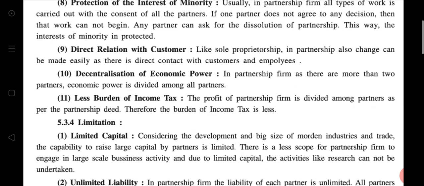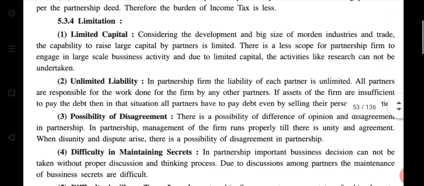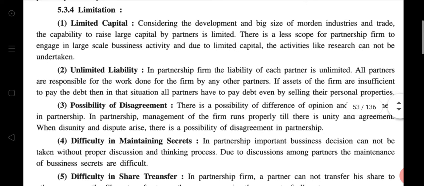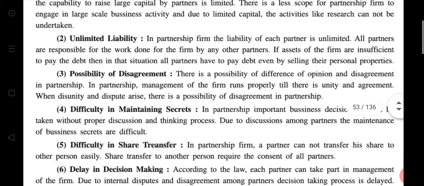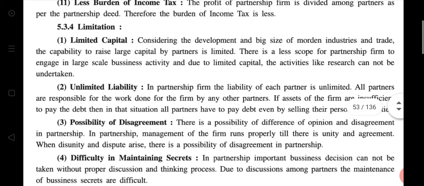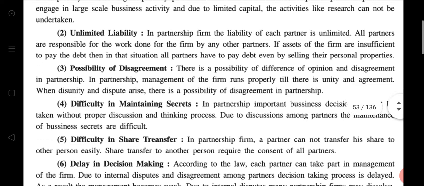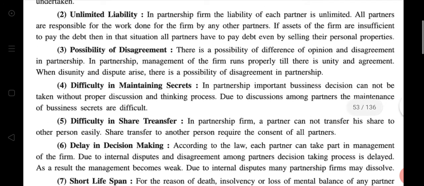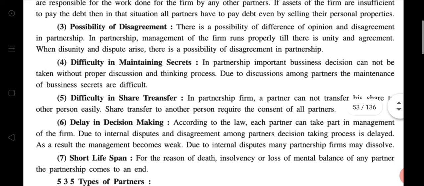Okay, done. Good. Now the limitations: limited capital, unlimited liability. See, capital limited, liability unlimited. LCUL, PD. There is a short form. LC, limited capital. UL, unlimited liability. PD, possibility of disagreement. And you can also call it POD, possibility of disagreement.